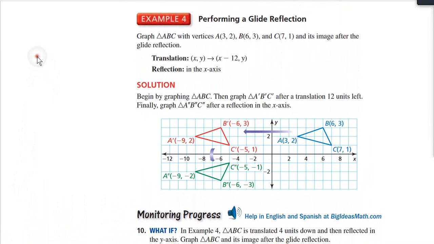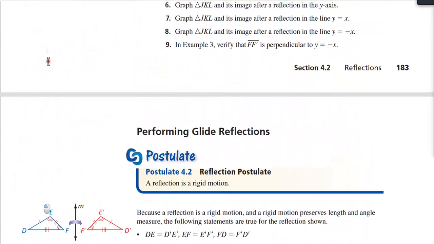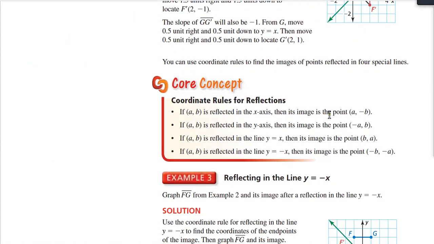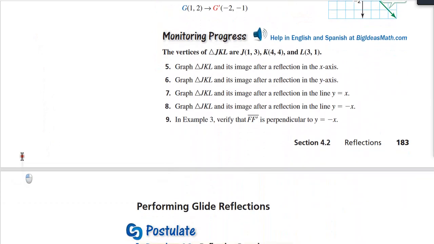Now, we didn't talk about this before, but remember back here we had these 4 rules, but check out this rule right here. It says, if you're reflecting across the x-axis, AB becomes A negative B. So let's see how that's working right here, by the way.